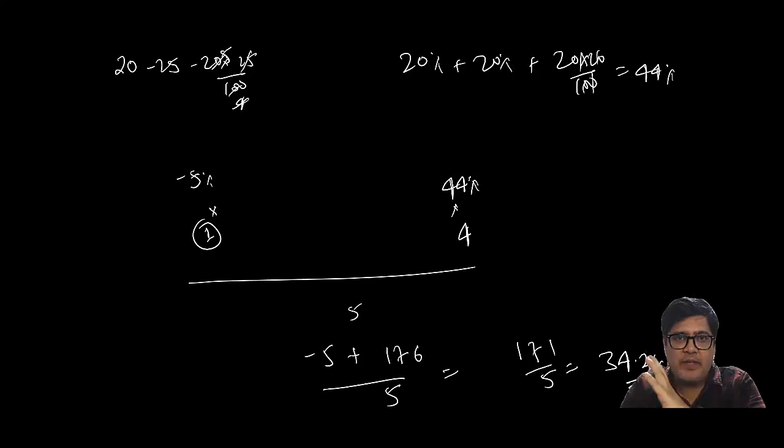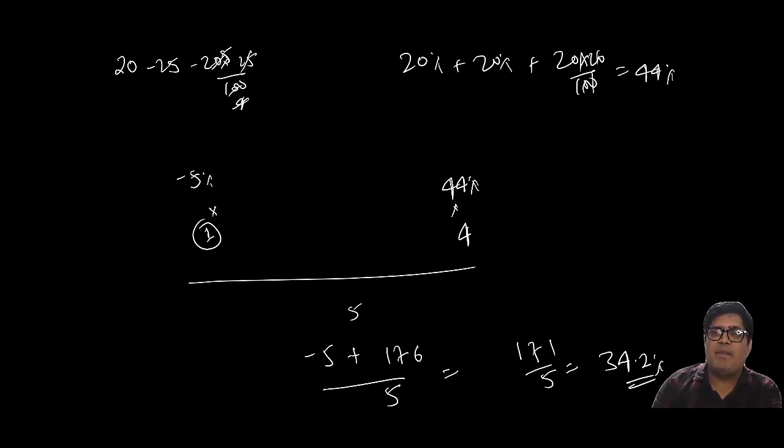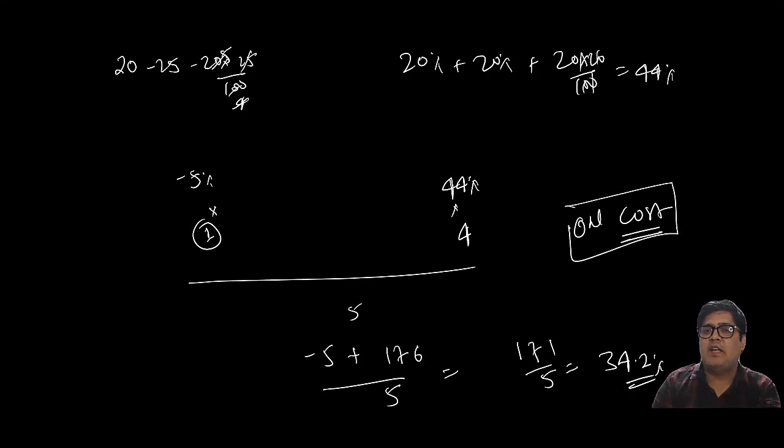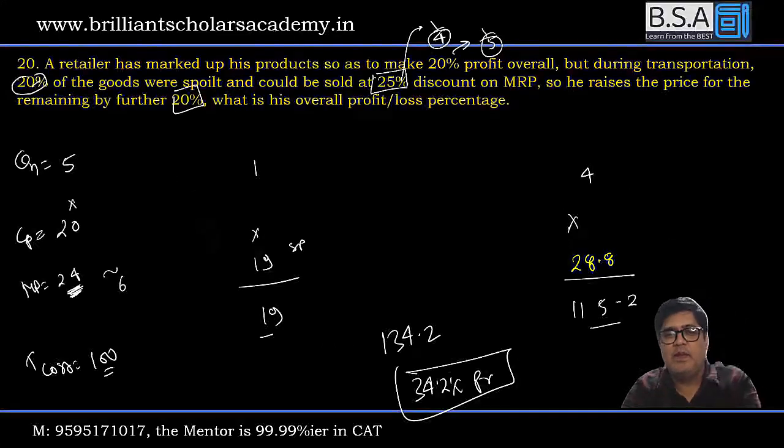How many products were there? 5. 1 for the first and 4 for the second. This is called weighted average. Weighted average can be applied on the cost. Cost agar same hai, you can apply weighted average. 34.2 is the correct answer, guys. 34.2.